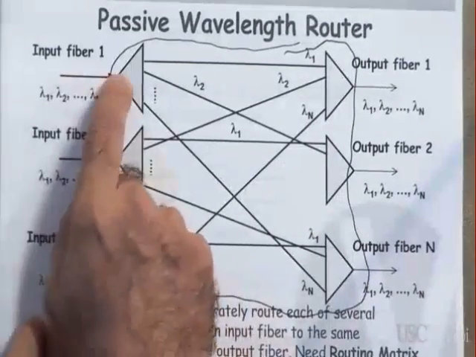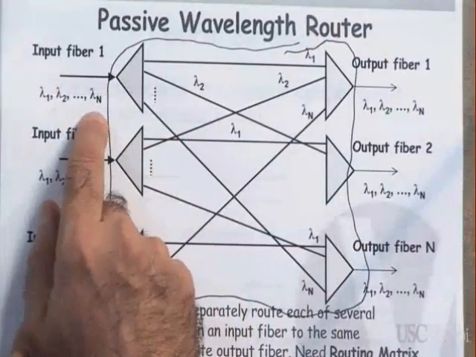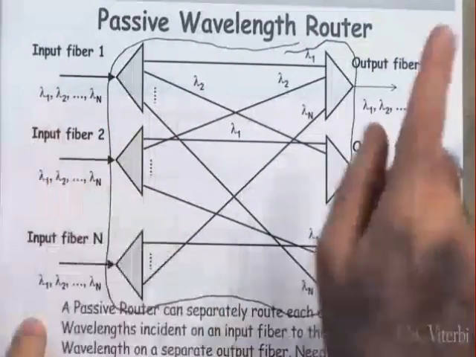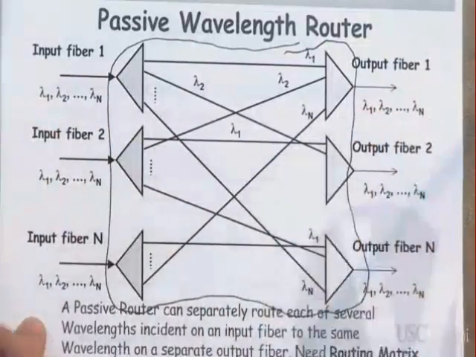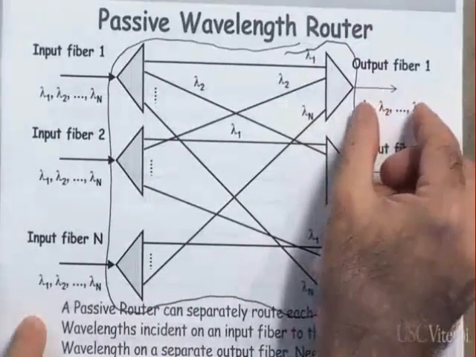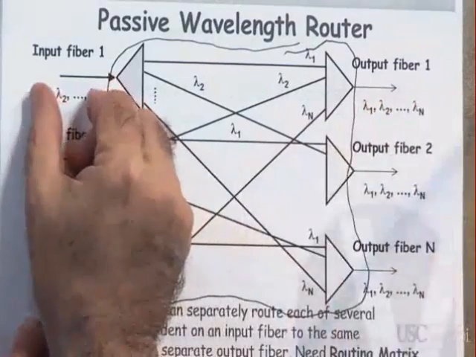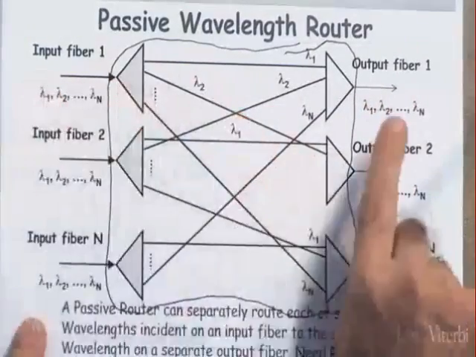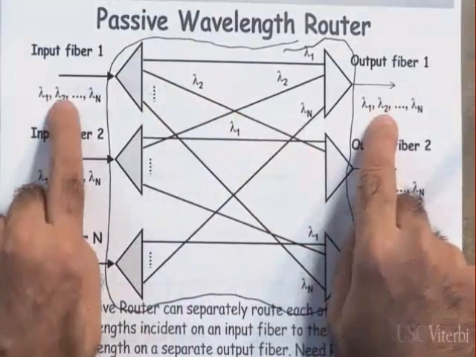Are you following me or not? On each input, how many wavelengths do I have? N wavelengths. In each output, how many wavelengths do I have? N wavelengths. However, are these wavelengths necessarily the same as this? Of course not. Look at lambda 2. Is this lambda 2 the same as this lambda 2?